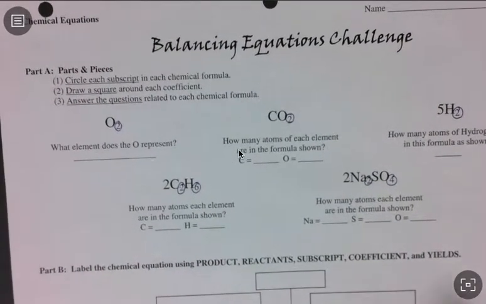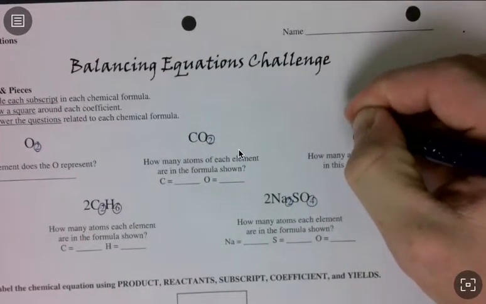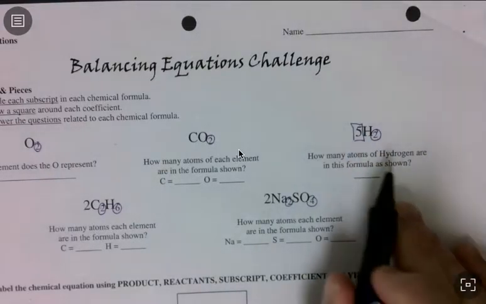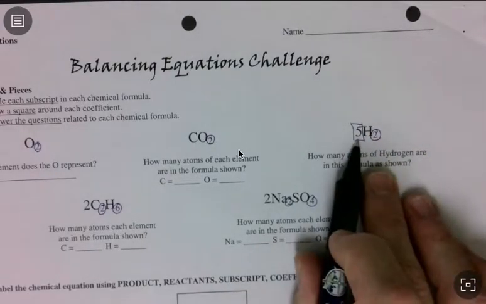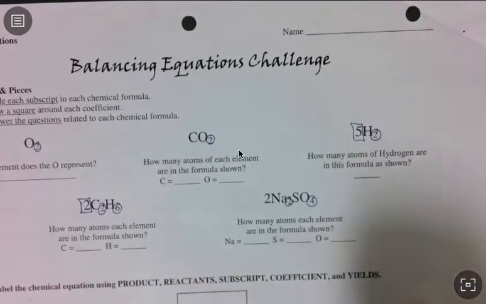Number 2 says draw a square around each coefficient. A coefficient is a number that is in front of the atom, and it's in kind of full capacity. It's a large number in front of. That's a coefficient. So there's one here. There's one here, and there's one here.